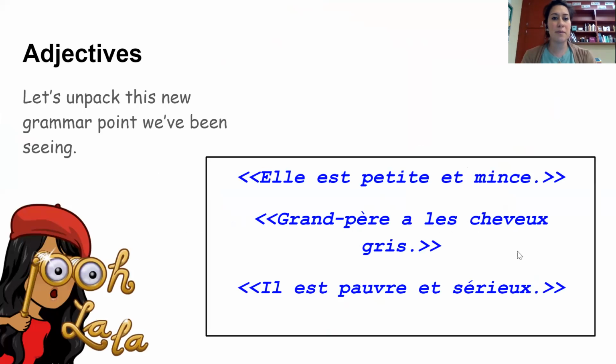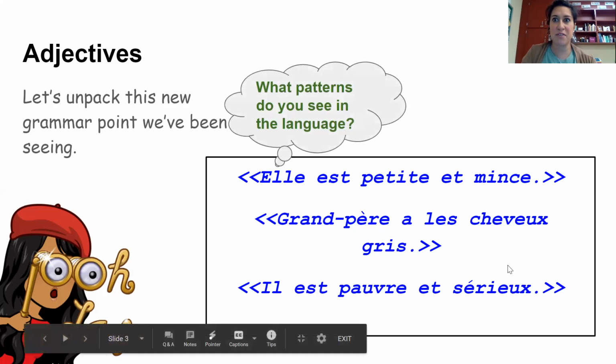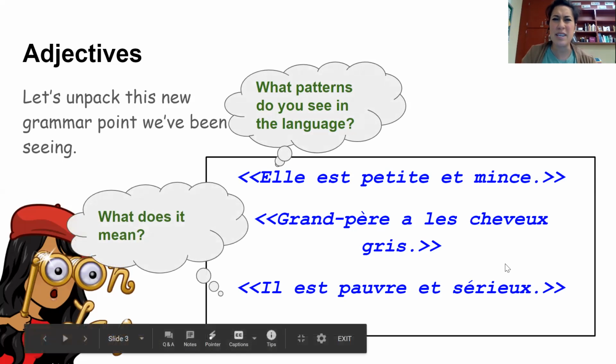So adjectives, let's unpack this new grammar point that we've been seeing. Here I've got three sentences taken from Heidi, from things that we've seen before. I'm going to read them to you, and then I want you to have a little think about where the adjectives are, what you notice about them, and start engaging your own mind with what patterns you can see. The first thing I want you to answer is what patterns do you see in the language, and then what does it really mean? Why are these patterns there, and what is it trying to say?